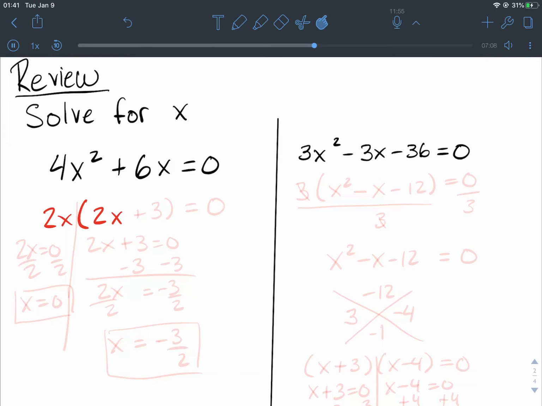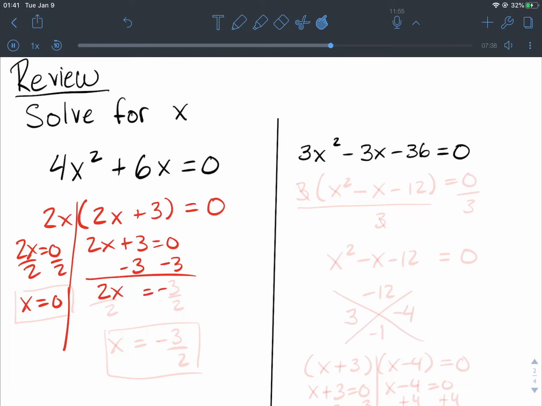Next, we remove the 2 and we remove an x. All that we need is a 3, because 2x times 3 is 6x. Now we've factored it. We have a times b, where a is 2x and b is 2x plus 3. The one on the left is a little bit easier. The one on the right requires a little bit of work.